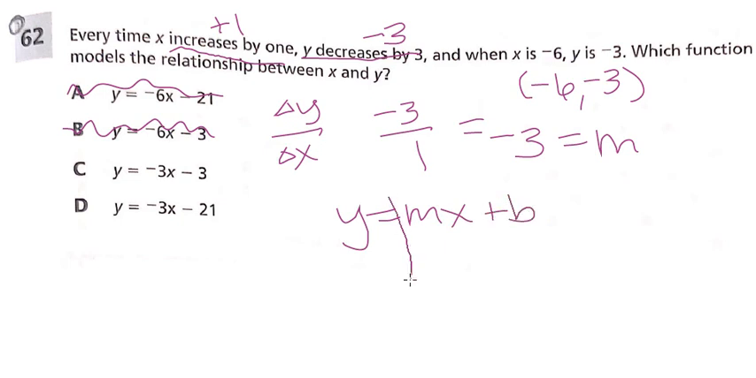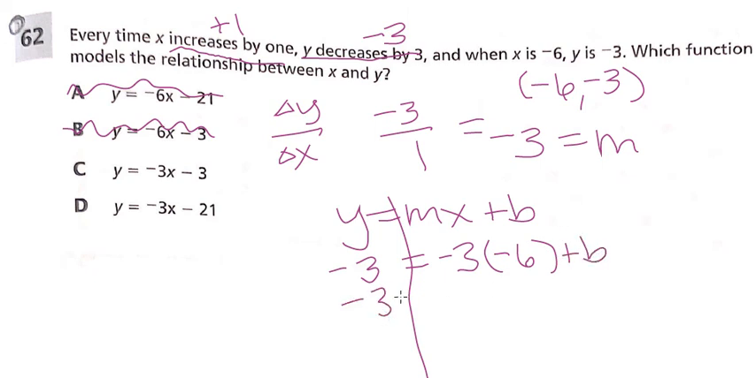Now I need a y-intercept, so I'm going to say y is equal to mx plus b. So my y value that I'm given here is negative 3. So that's negative 3 is equal to my slope, which is negative 3, times my x value, which is negative 6, plus b. So that's going to give me negative 3 is equal to a negative times a negative is a positive, so that's 18 plus b. I need to subtract 18 from both sides, and I'm going to get a value of negative 21 for b.